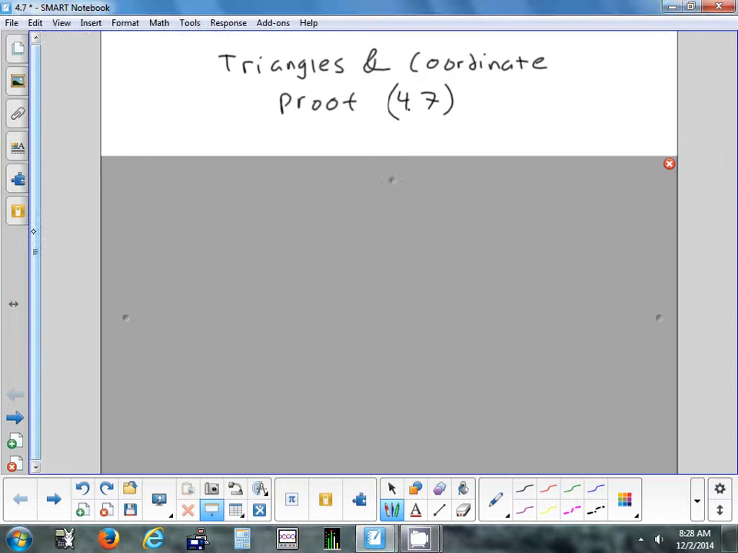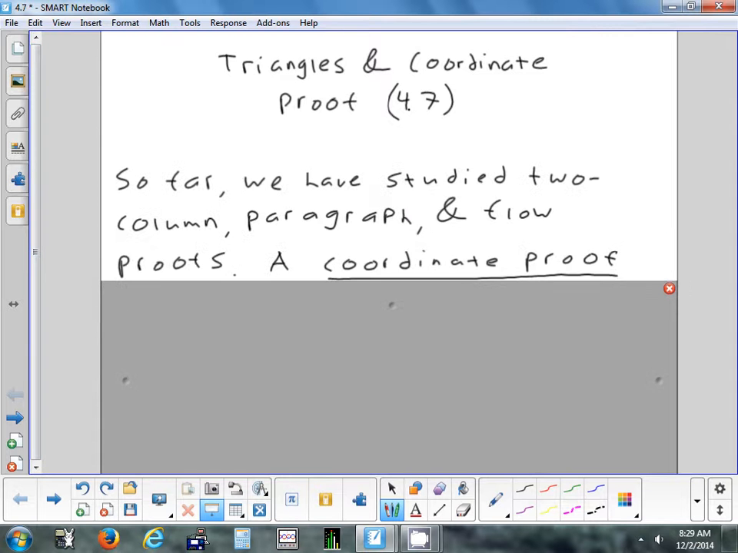All right, so the last section in chapter 4 is on triangles and coordinate proof. So basically, we're going to look at how we need to place a triangle in a coordinate plane to do a proof. There's many ways you can place a triangle that has sides 3, 4, and 5 in a coordinate plane, but certain ways are easier than others.